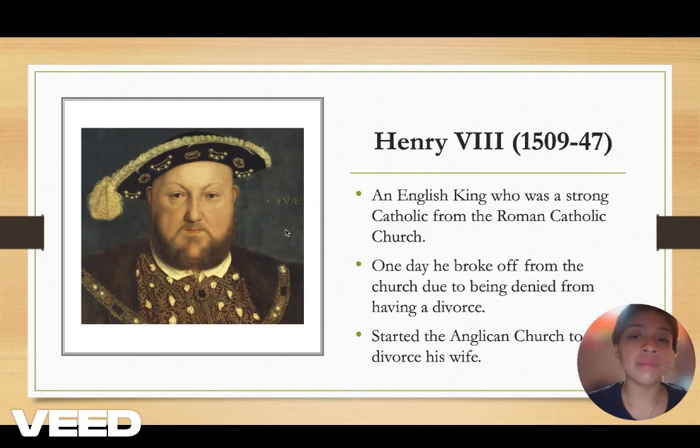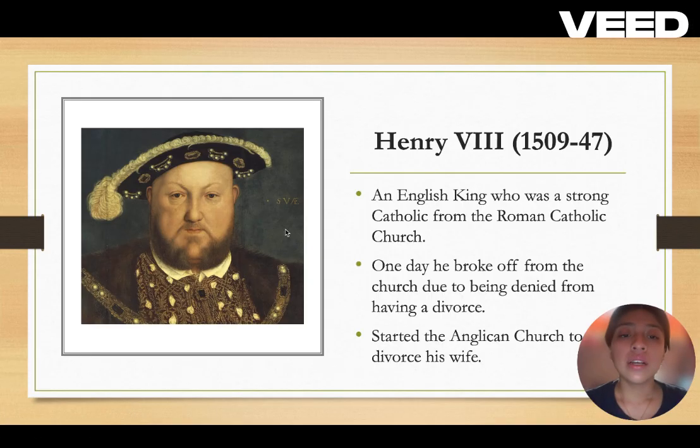So, Henry VIII. He was based in Europe. He was an English king who was a strong Catholic from the Roman Catholic Church. However, one day he broke off and became distant with the Roman Catholic Church because he demanded to divorce his wife. However, this went against some of the Roman Catholic Church's beliefs. They denied it, which made him start his own church called the Anglican Church to divorce his wife.